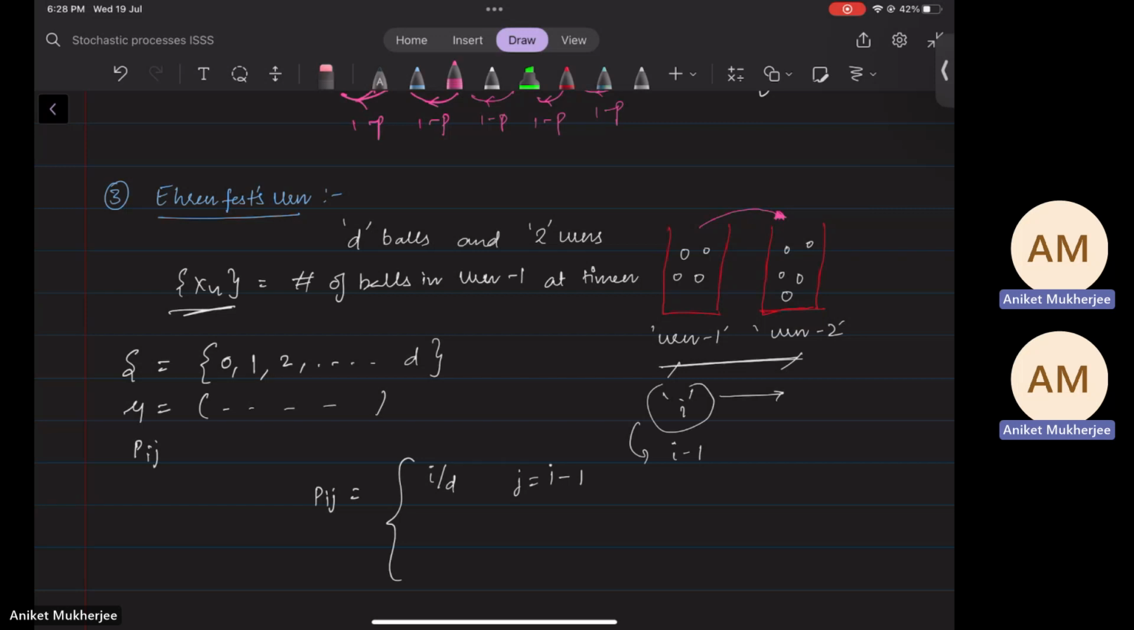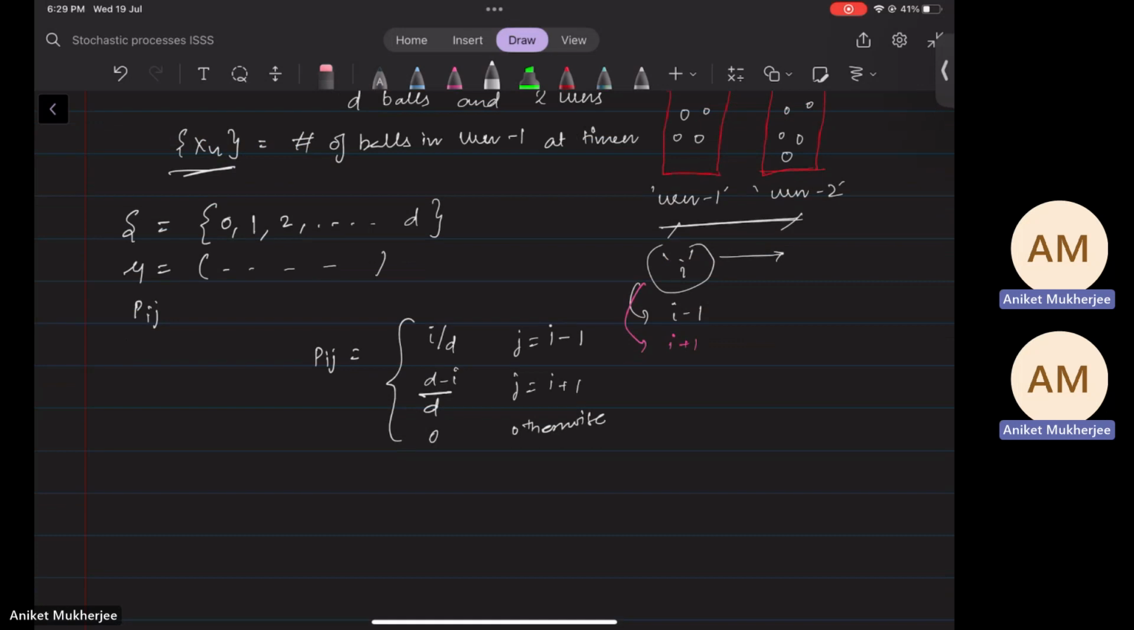That thing is important. Choosing the ball uniformly at random, this is the important part. That is how you get the probabilities. So now suppose you don't choose a ball that is in urn 1, you choose a ball in urn 2. That puts a ball in urn 1. So in that step you go from i to i plus 1. So j equals i plus 1. But now you're choosing in urn 2. You know there are i balls in urn 1, so there are D minus i balls in urn 2, chosen uniformly, so the probability is (D minus i) by D. 0 otherwise.